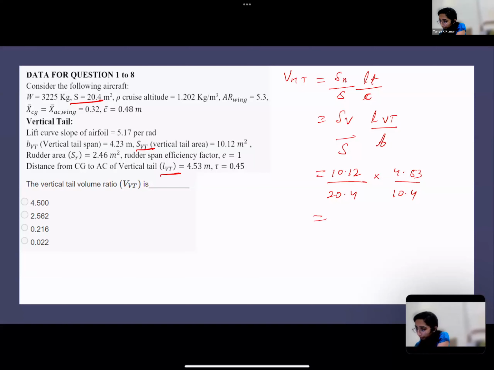Zero point two one six. Yeah, 0.216. I'm getting something like that. Okay, so that is close to 0.216. Correct. So this is how you find the vertical tail volume ratio.